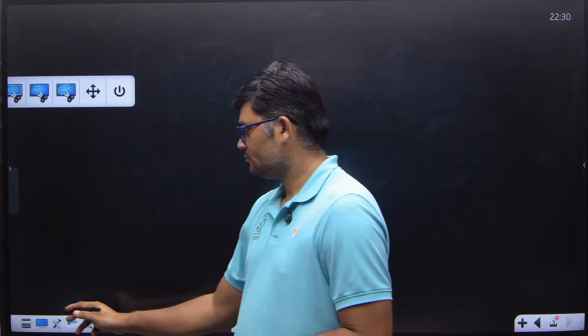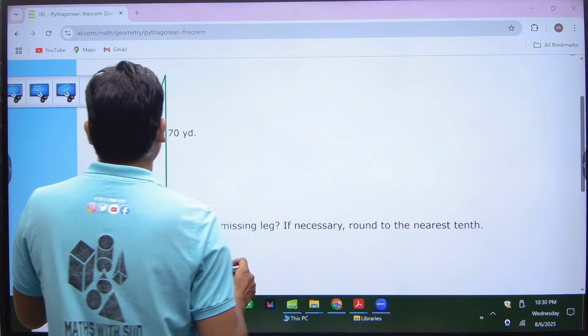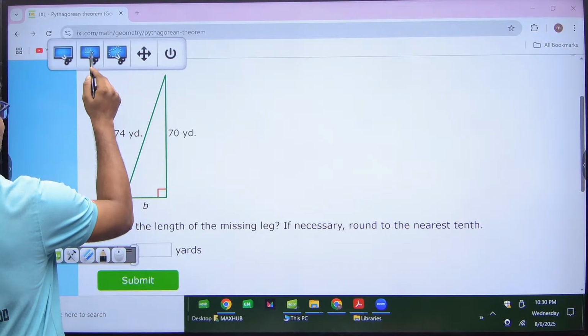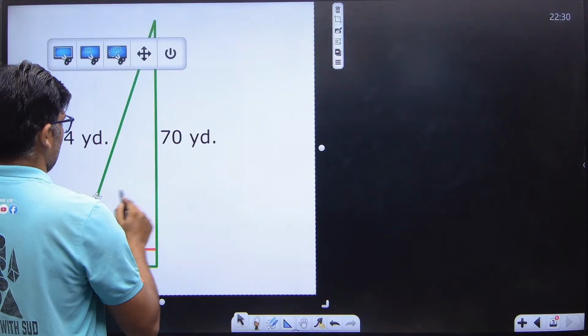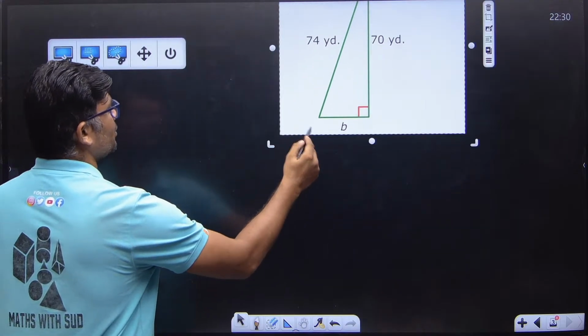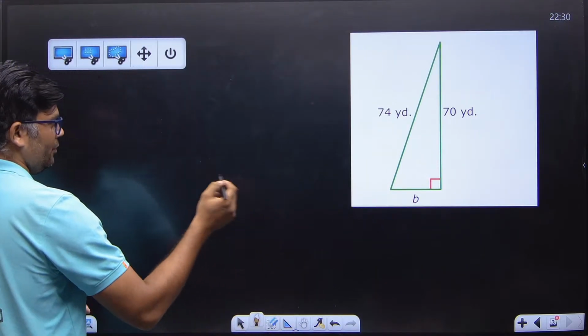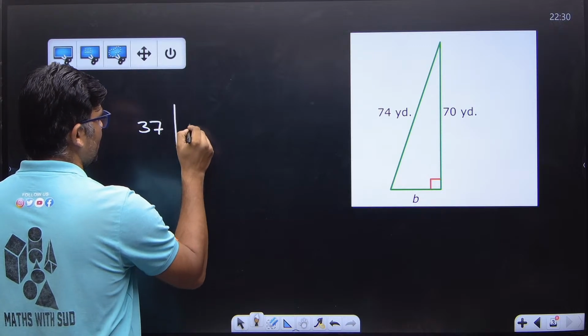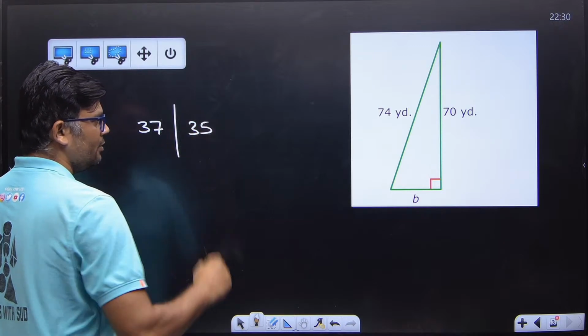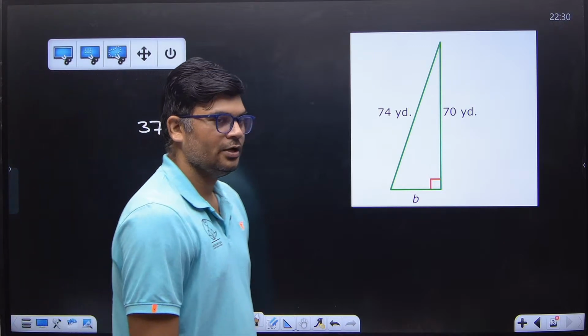74 and 70. Do you have any highest common factor? I mean, 2. There's probably something higher than that. Okay. So if you divide it by 2, you are getting 37 and 35, right? Yeah. Okay.